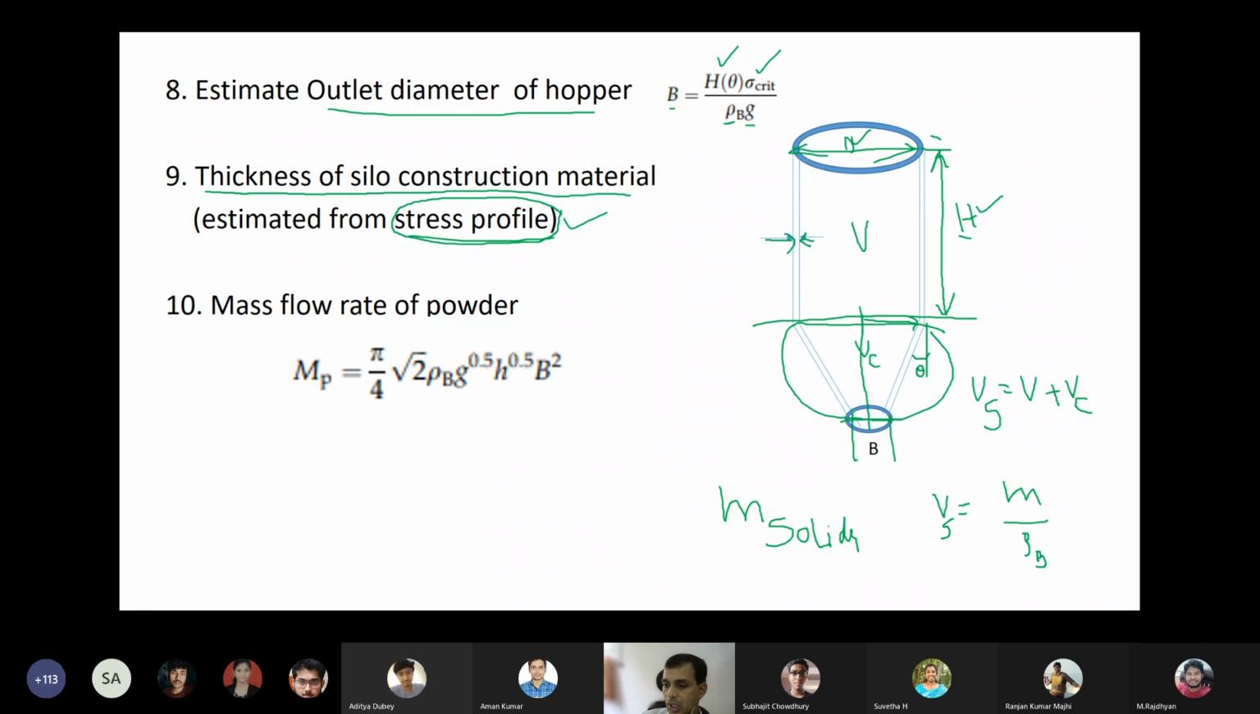So once you have this outlet diameter, the mass flow rate of the particles that can come out can also be estimated from this empirical expression. The mass flow rate of the particles is equal to pi by 4 root 2 into bulk density into G into the total height of the hopper into outlet diameter. These are simple expressions. Then we know how much amount of particles can come out from a hopper. So I think that gives a complete picture of a silo.